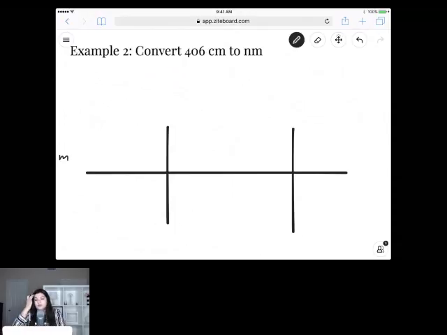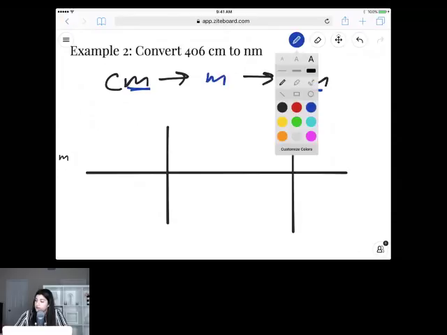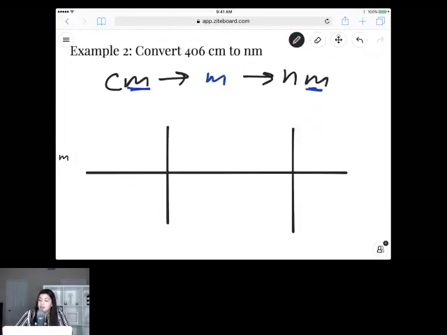All right. So for this example, let's say we're converting from centimeters to nanometers. There's no possible way for us to just jump from centimeters to nanometers. Instead, we need a bridge to connect both of them, meaning some sort of unit that they both equal, which in our case is the base unit meters, since they both share meters. So I'm going to set this up. We'll start with our given, which is 406 centimeters. Centimeters will go on the bottom since we're trying to cancel that out. And then I'm going to go to meters.